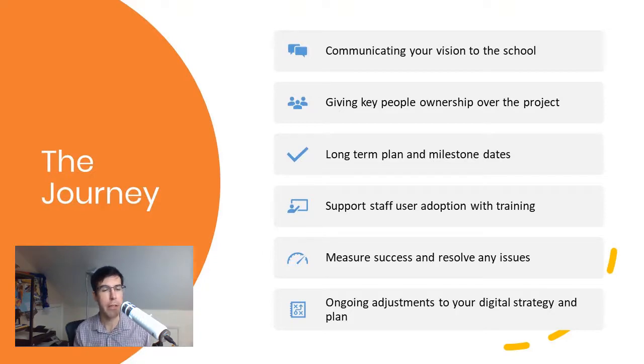Because that's one of the things that will crush enthusiasm, if teachers have more work to do because of a solution and not less. So you need to communicate that vision to a school, what that long-term plan is. Make sure that you give key people ownership over the project. So we would recommend creating that group of champions who are going to work together on that project.